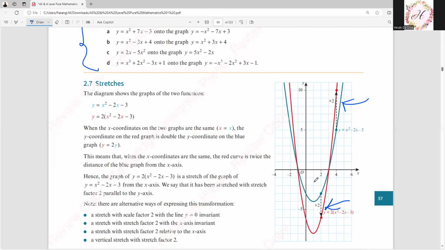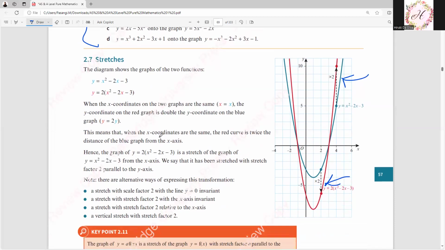Now this one is stretched vertically. What has happened here? When the x coordinates are the same, the red curve is twice the distance of the blue graph from the x-axis. So all these distances have been doubled up, which means we have stretched along these ones.